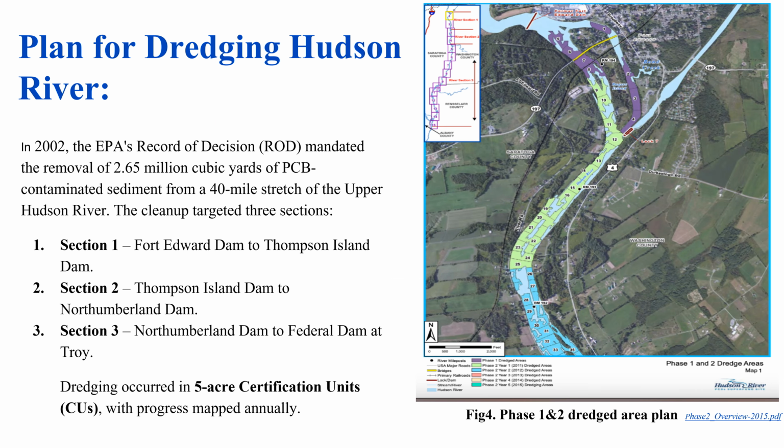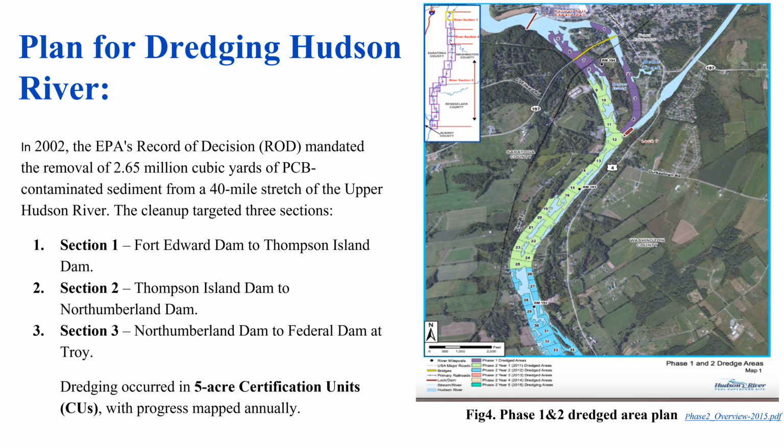Next, we will be talking about the plan for dredging the Hudson River. To address PCB contamination, the EPA issued a record of decision in 2002, mandating the removal of 2.6 million cubic yards of PCB contaminated sediments from a 40-mile stretch of the upper Hudson River.